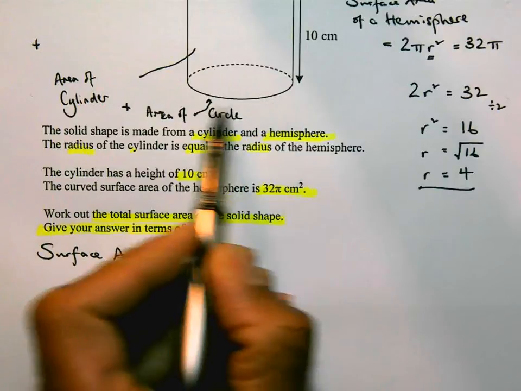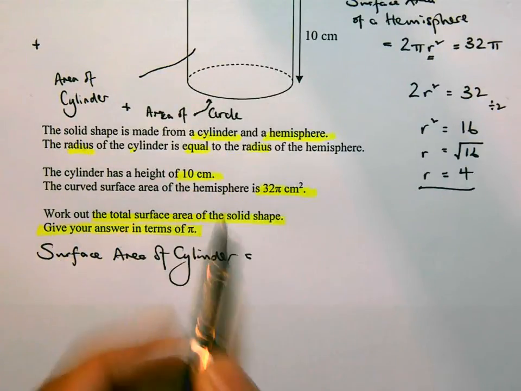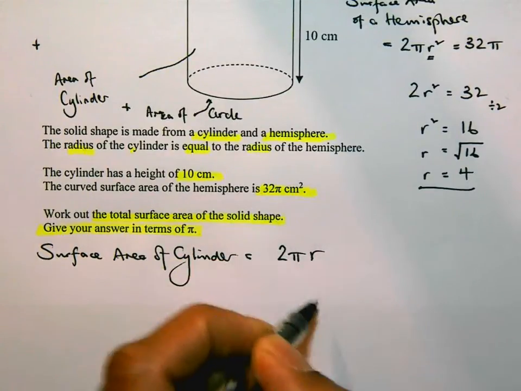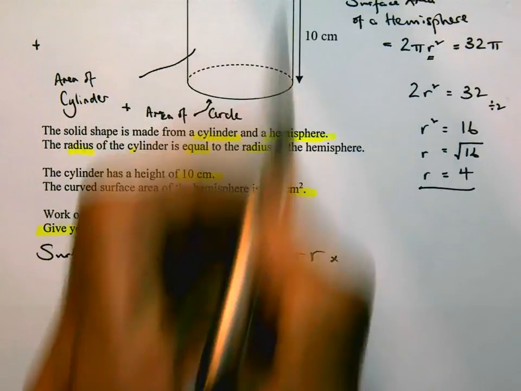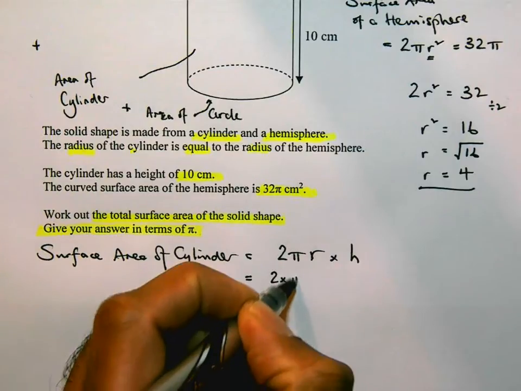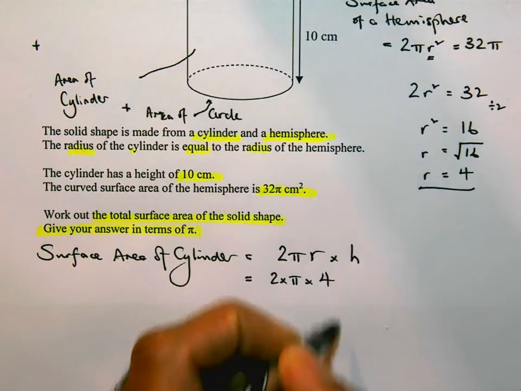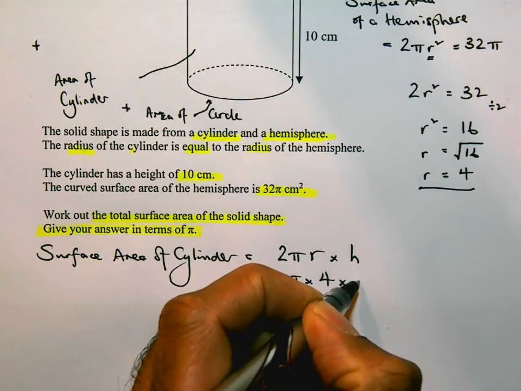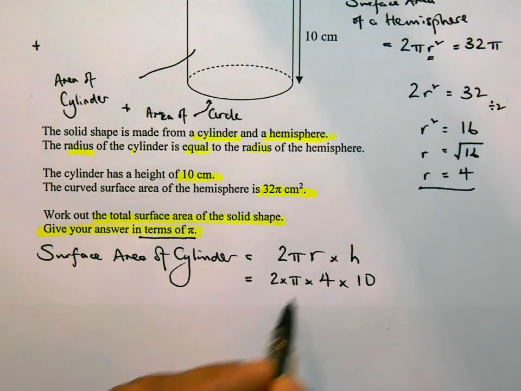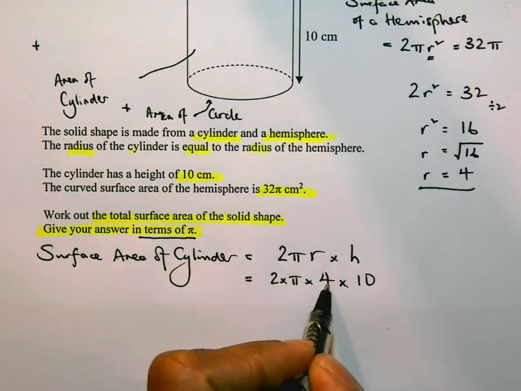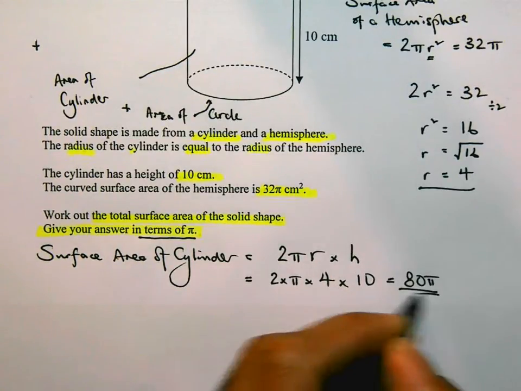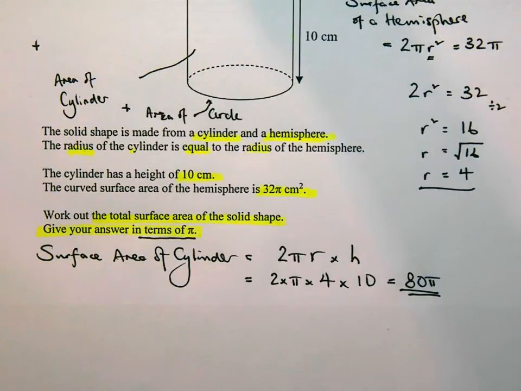Now the curved surface area of a cylinder is the distance all the way around it, which is the circumference, 2 pi r, times its height. In this case, it's going to be 2 times pi times the radius, which is 4, times the height, which is 10. Remember, the question says leave your answer in terms of pi, so I'm just going to leave that pi in there. 2 times 4 is 8, and 8 times 10 is 80 pi. That is the surface area of the cylinder.